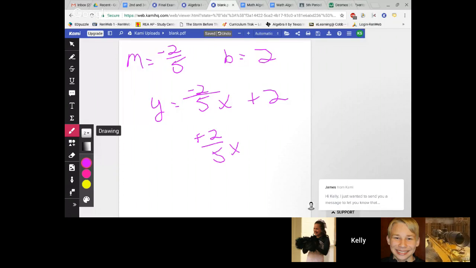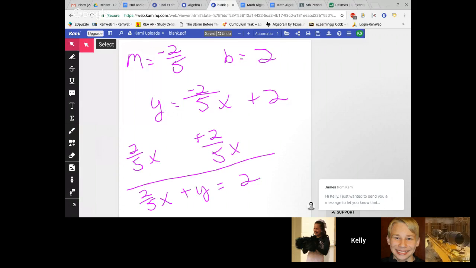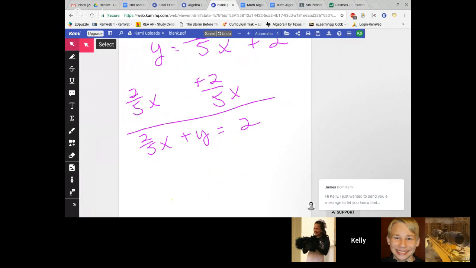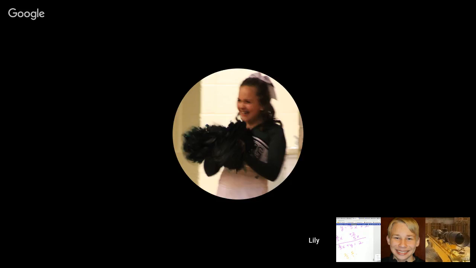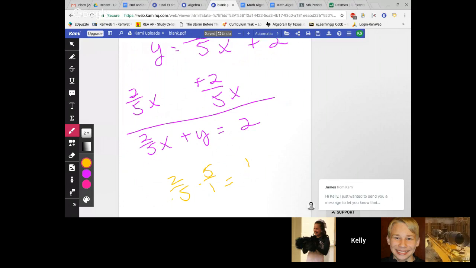Good job. So that gives me 2/5 x plus y equals 2. Now this one does have a fraction in the front. So I want to multiply everything by the denominator to clear the fraction. 2/5 times 5, because 5 is the denominator, right? So that's going to give me 10 over 5, or I could simplify before I multiply, which would be easier. So that gives me 2 over 1.